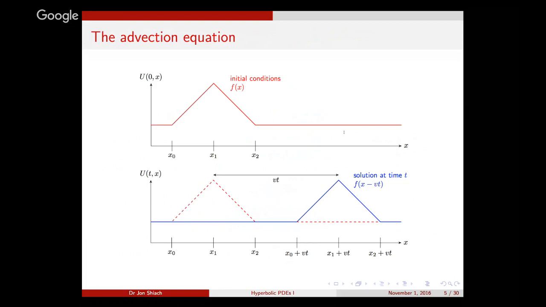That's assuming that v is positive. If v is negative, it would have gone to the left, in the negative direction. Because in this case, if we assume v is positive, it's gone in the positive direction. So that's essentially what advection is.